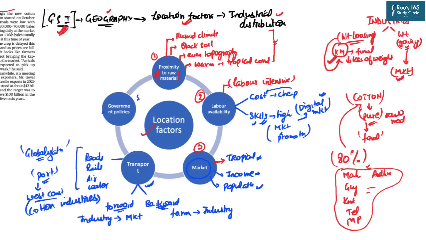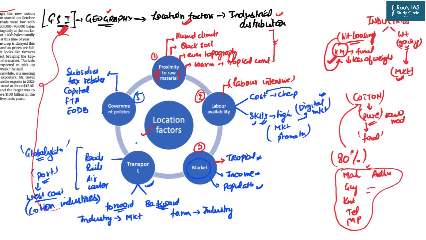The last factor comes in the form of government policies. Because the government is also trying to promote manufacturing industries to boost its national economy as well as per capita income, various government policies in terms of subsidies, tax rebates, capital infusion, free trade agreements, ease of doing business, etc., play their role. So these are the various locational factors which affect the distribution of the cotton textile industries.